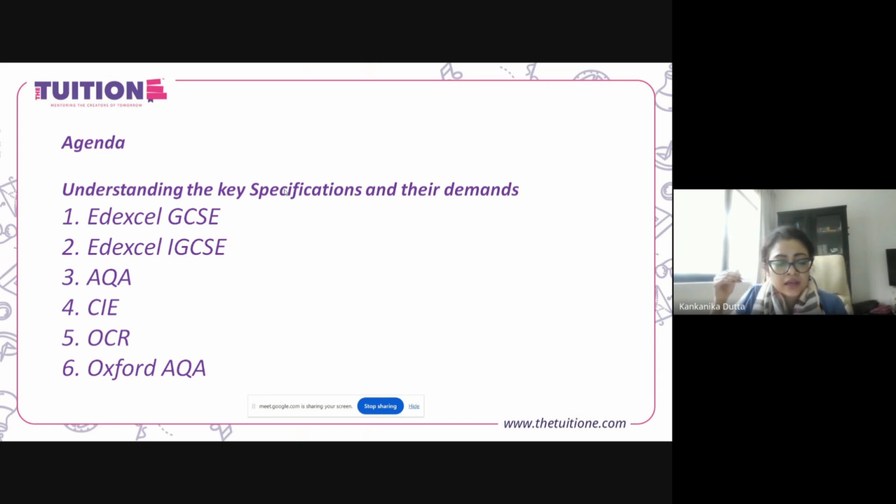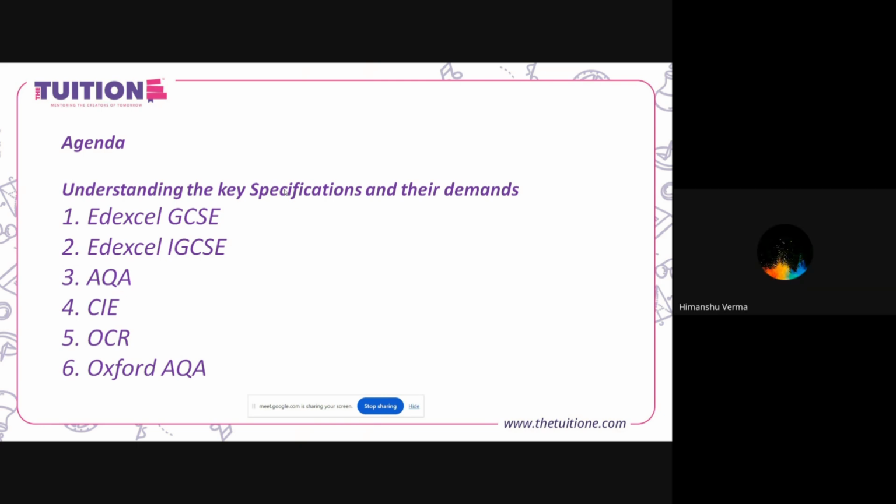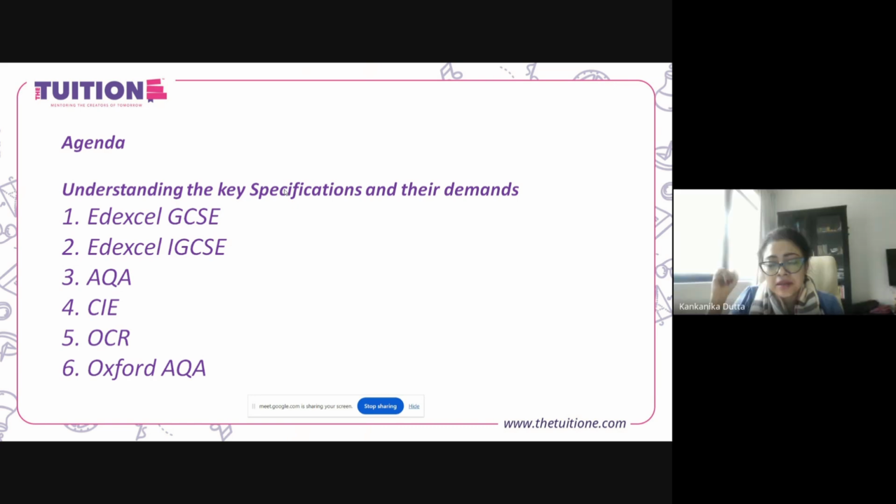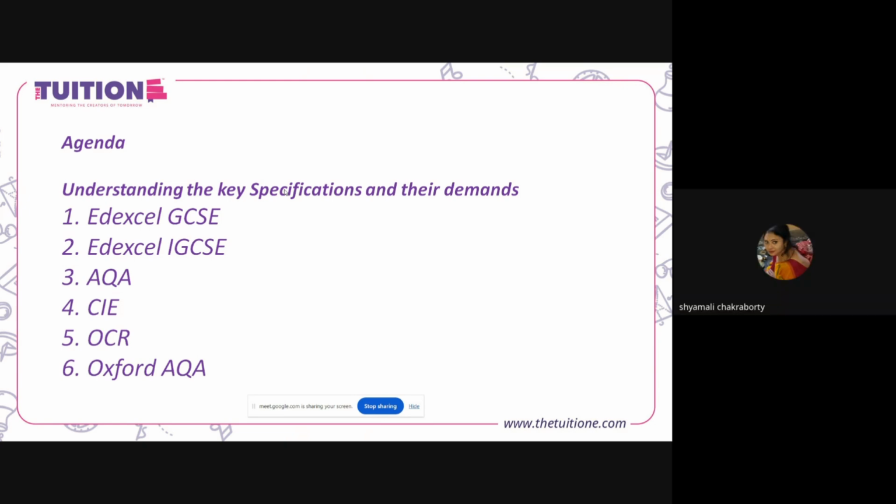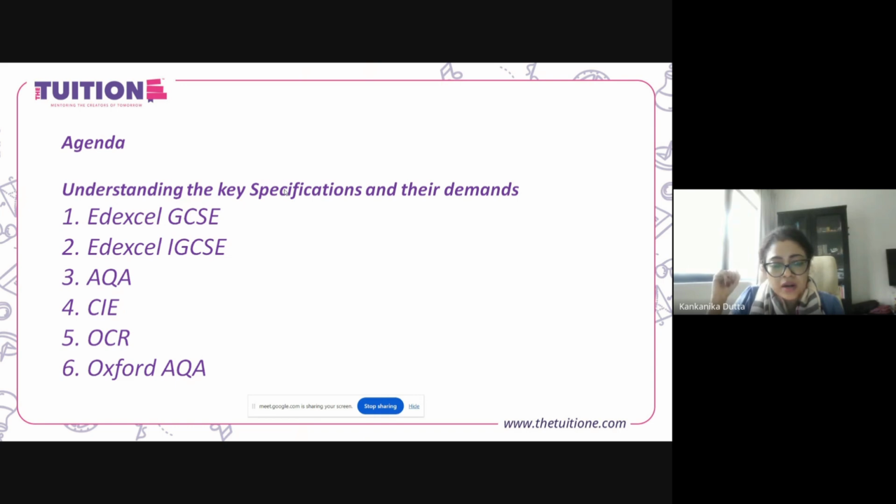Before I start, can I ask you what curriculums you have taught or are teaching now? Edexcel boards, I'm teaching that's the most common one. Edexcel GCSE, IGCSE, and CIE. Anybody who has taught AQA, Oxford AQA, and OCR? Yes, AQA I have taught. What about OCR and Oxford AQA? These are lesser known and lesser practiced ones. The first 4 are the more important ones.